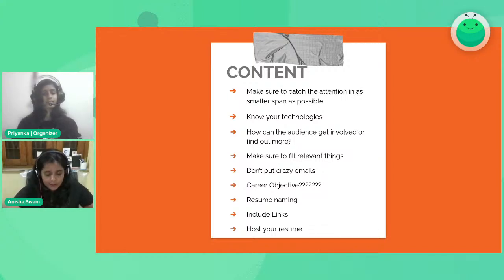And the second part, again, I'll repeat, know the technologies. Whatever technologies you are writing, you should know about them. If you go wrong there, that gives a very bad impression. If a person knows five things and they write five things, that's okay. If the person writes 35 things and he or she doesn't know five of them, that's a bad thing, right? So whatever you write in the resume, make sure you know about it.